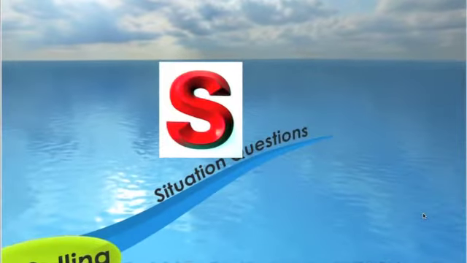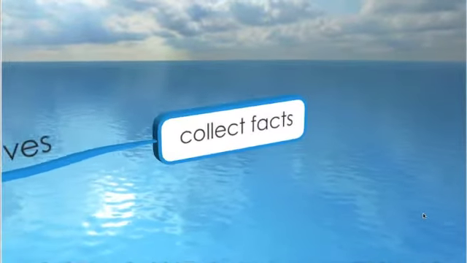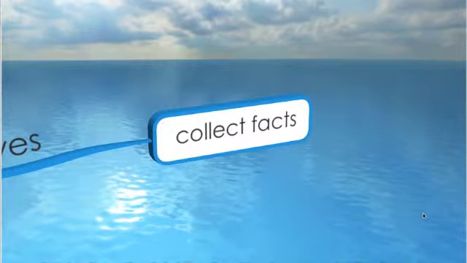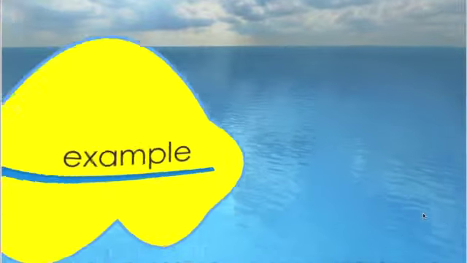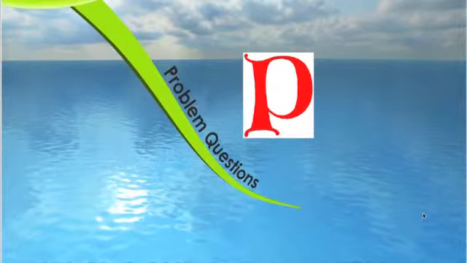So the S questions are basically questions that the sellers ask, and their objective is to collect facts and background. Examples might be: how many customers do you have, what type of machines do you use, can you give me more details about your industry? Next, after collecting the background and the facts, now the seller wants to uncover problems and difficulties.